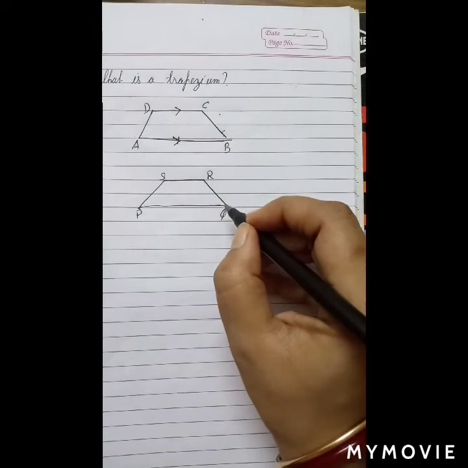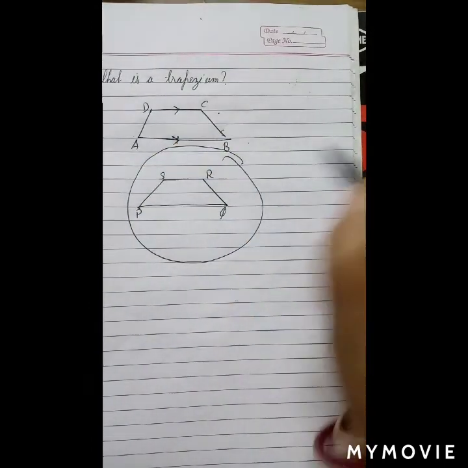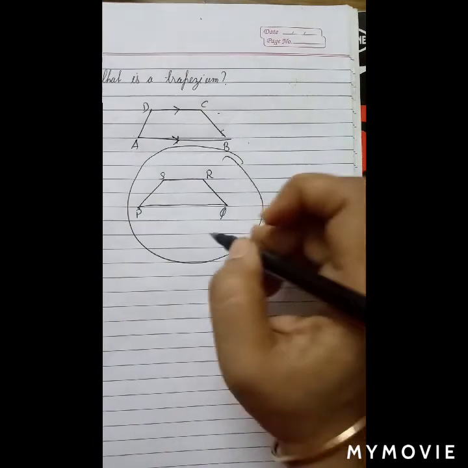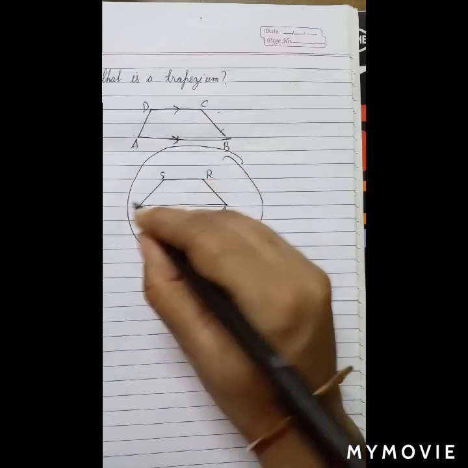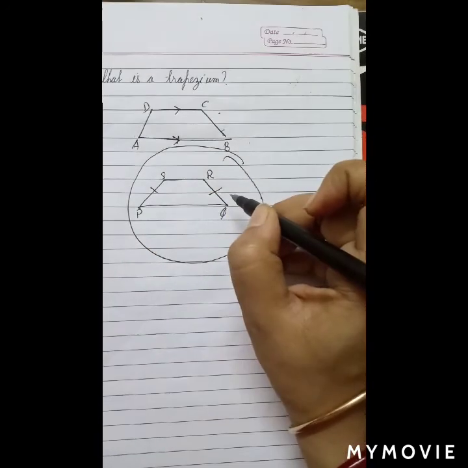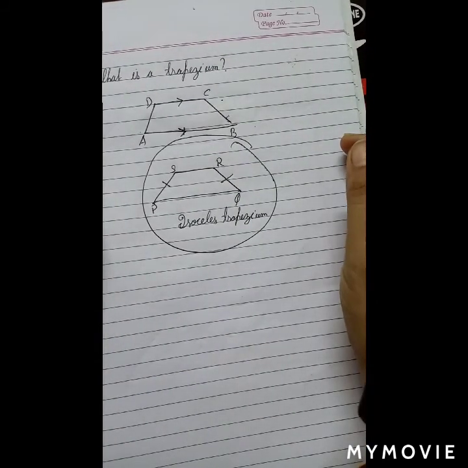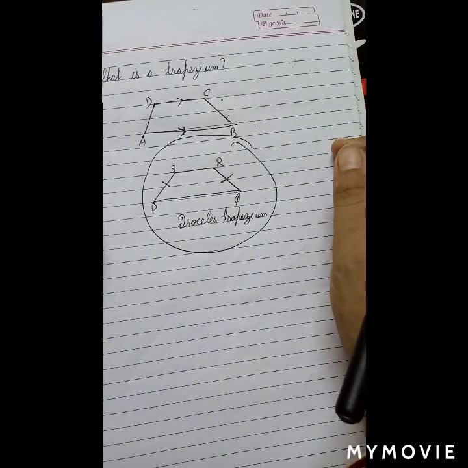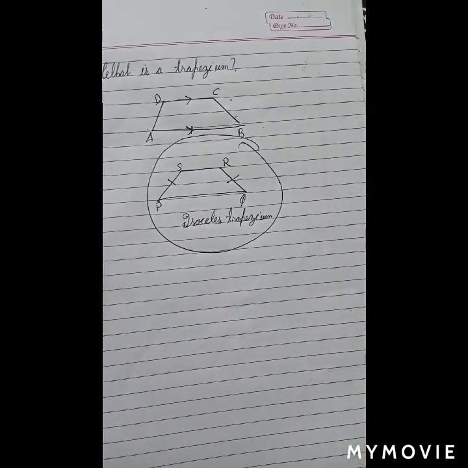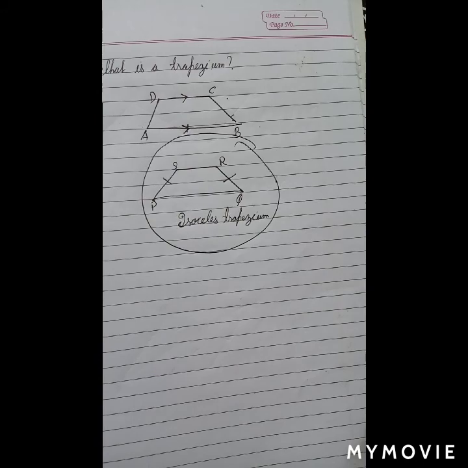And I've made one more figure. This is a special case when the non-parallel sides are equal to each other. This is called an isosceles trapezium. So that's it for today, and with some more geometrical figures and their properties.